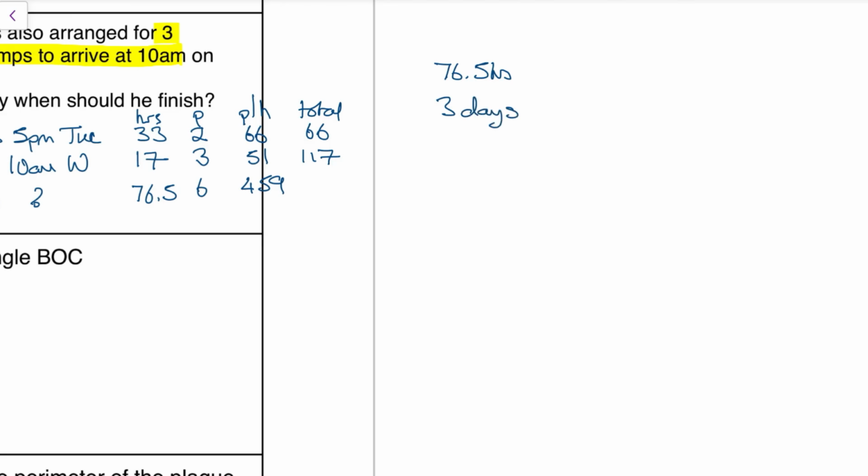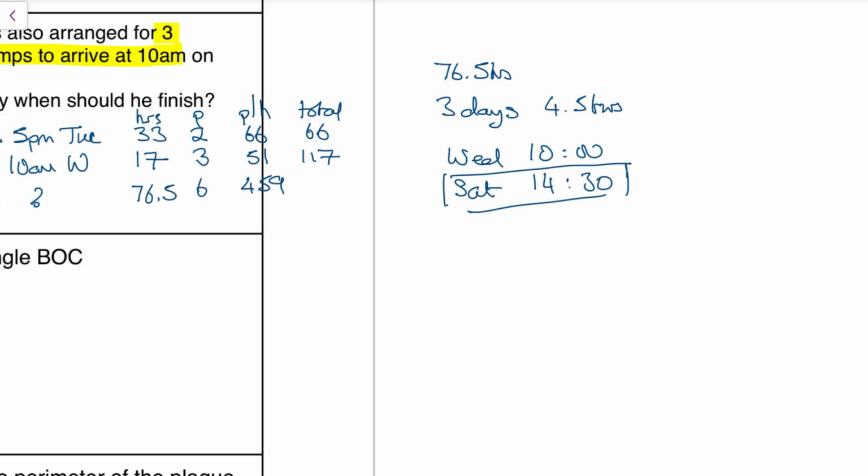Take away the 3 and then multiply that by 24 gives me 4.5 hours. So I need to start from Wednesday at 10. This is a really difficult question. I need to add 3 days, so Thursday, Friday, Saturday. And then I need to add 4.5 hours, which is going to give me 14:30. So in other words, Saturday at 2:30 p.m.